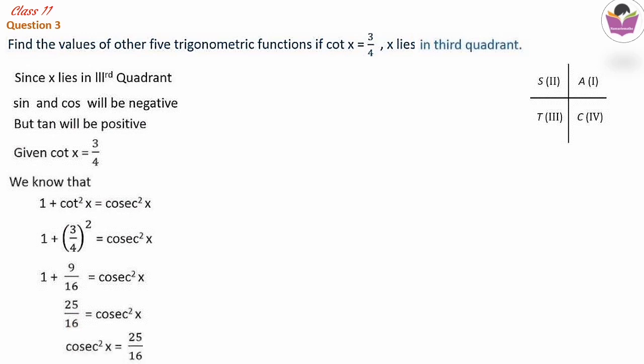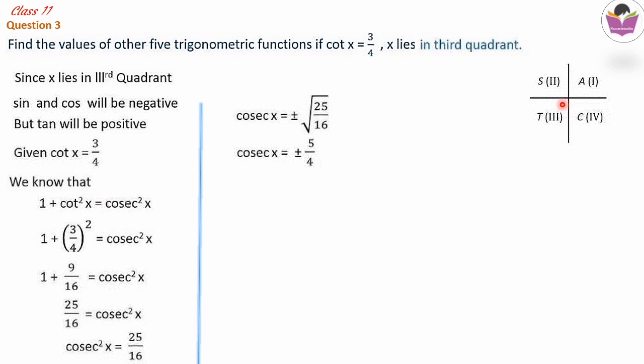From here, just to reverse the equation, cosec square x is equal to 25 by 16. From here cosec x we can calculate, that is equal to plus or minus root of 25 by 16. And here root 25 is 5 and root 16 is 4. That is plus or minus 5 by 4. Even though two values are there for cosec x, we will be considering only one value based on the quadrant. In which quadrant x lies?